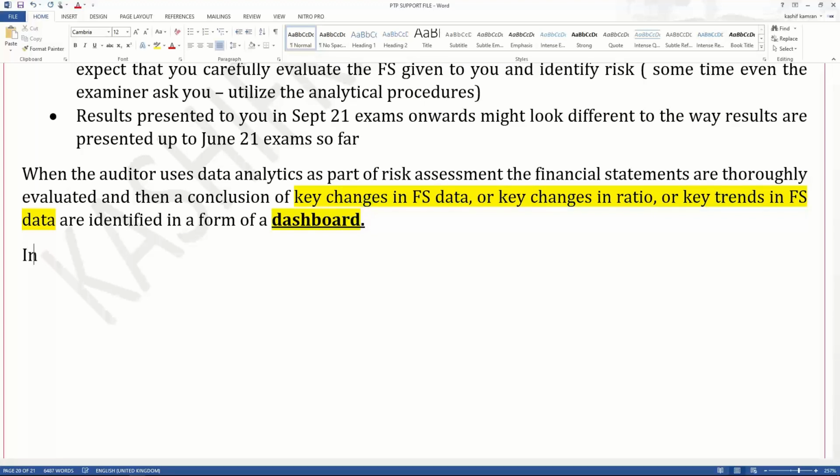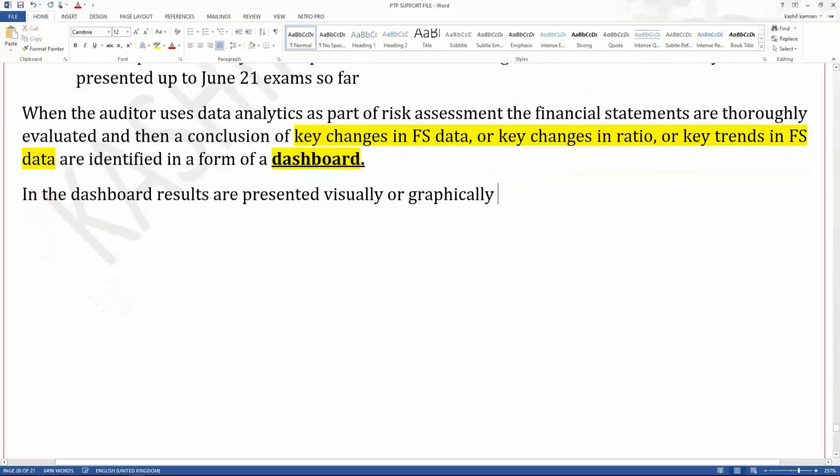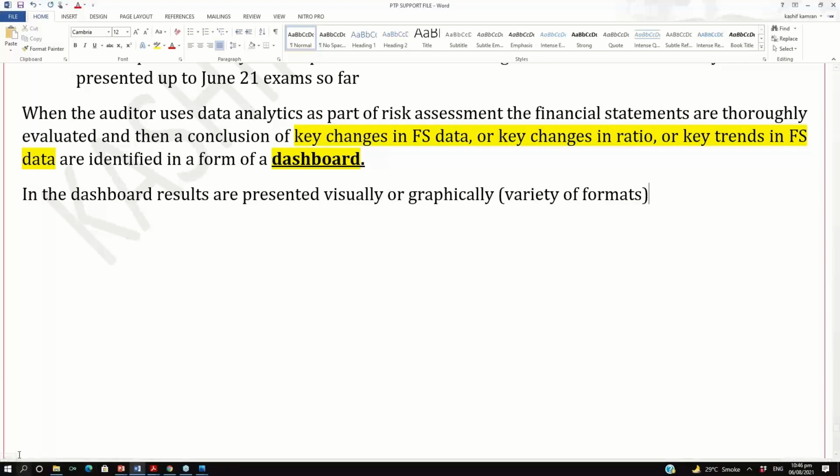And in the dashboard, results are presented visually or graphically. So can the examiner give you visual and graphical results? Is that the variety of formats the examiner can have in mind? Variety of formats. Now, I believe something on that track was done in the June 21 paper.